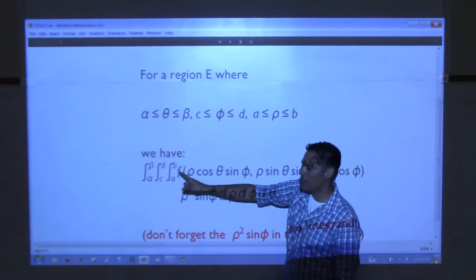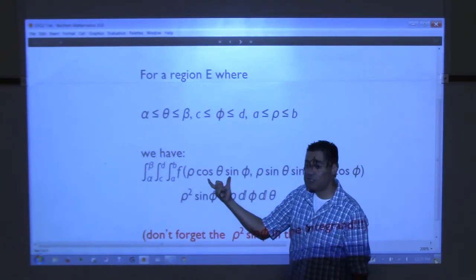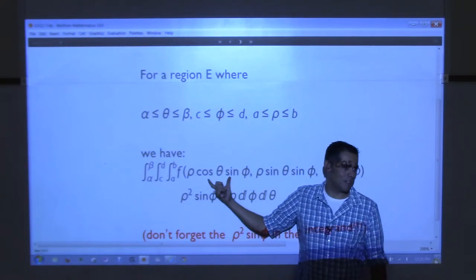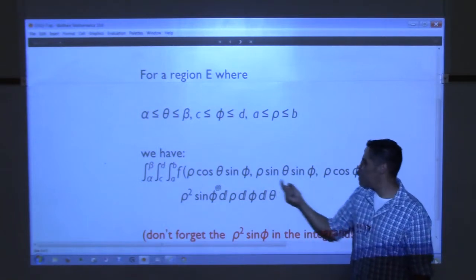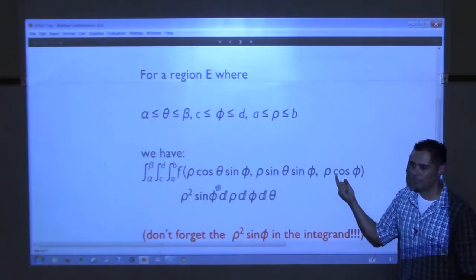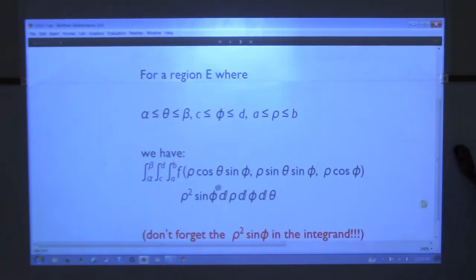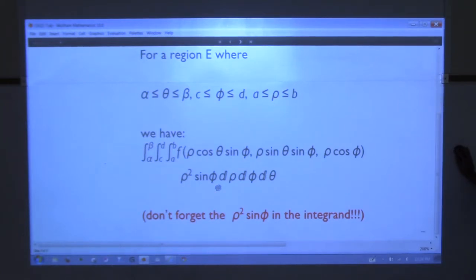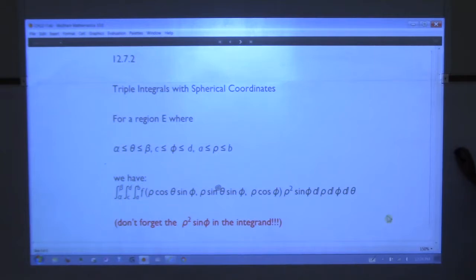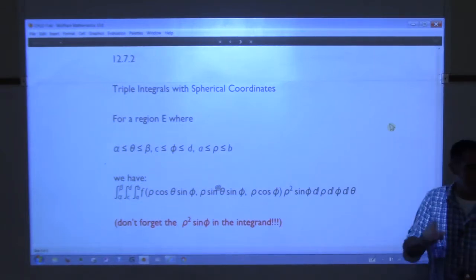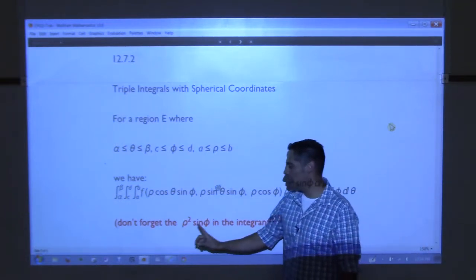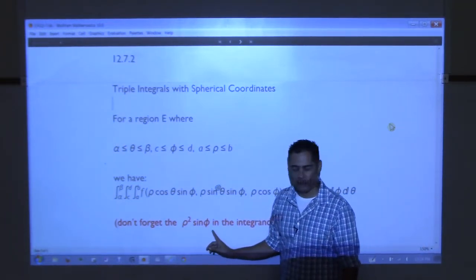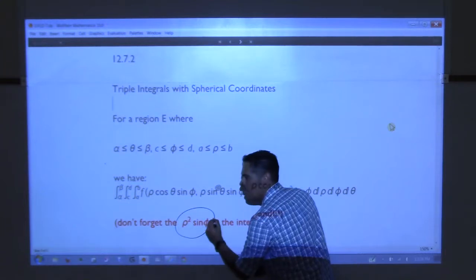And then all we have to do is go into our function, replace x with this. Remember, every time we see x, we have to replace it with this thing. Replace y with this. Replace z with this. And here's the part that is kind of the catch, I guess you could say. The catch is that, remember in cylindrical, we always had to put an r? When you go to spherical, don't forget to put the rho squared sine phi. Rho squared sine phi has to be there.